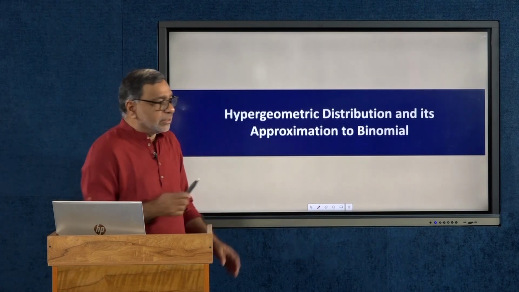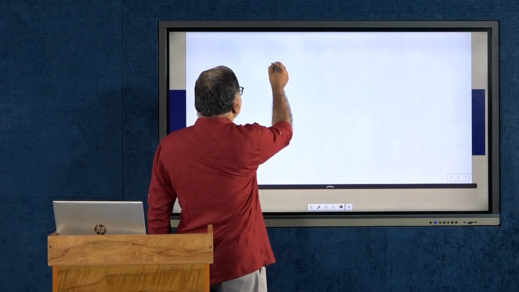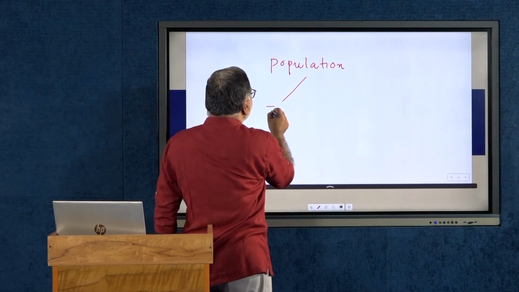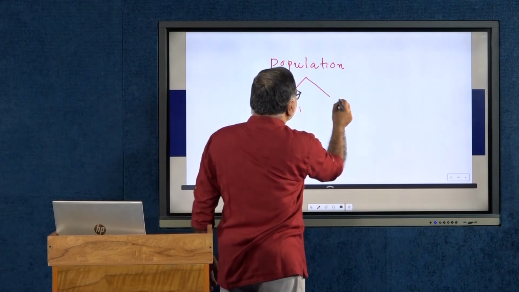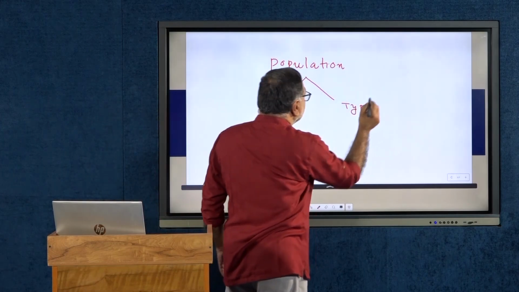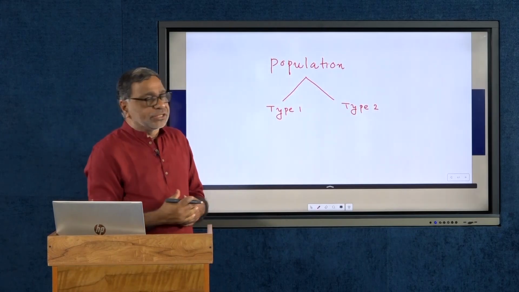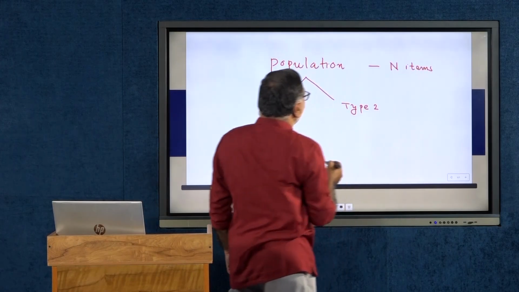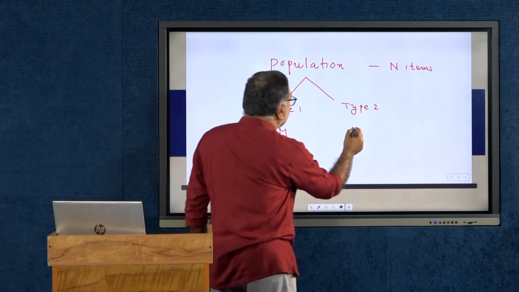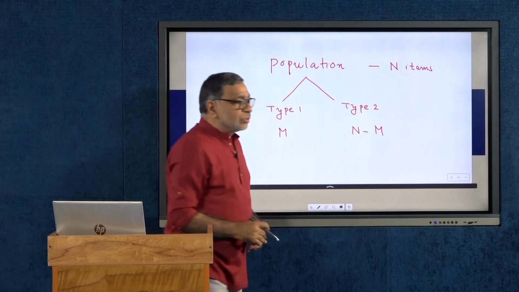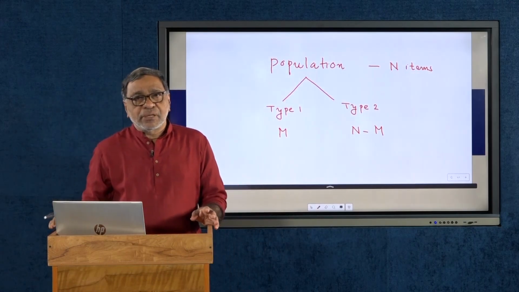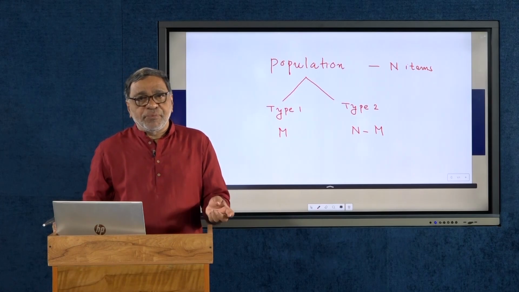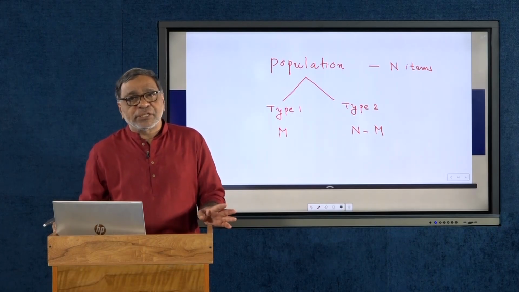types of items. That is, suppose we have a population having two types of items, type 1 and type 2, and we are selecting items from this population, and suppose the population consists of a total of capital N items, of which capital M are of type 1 and N minus M are of type 2. So this is the background.